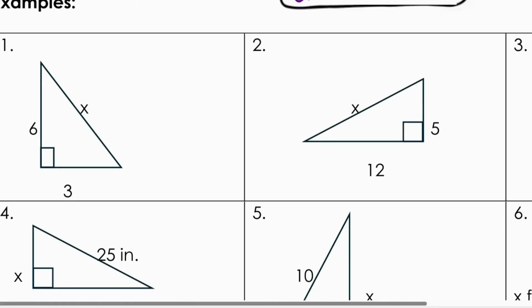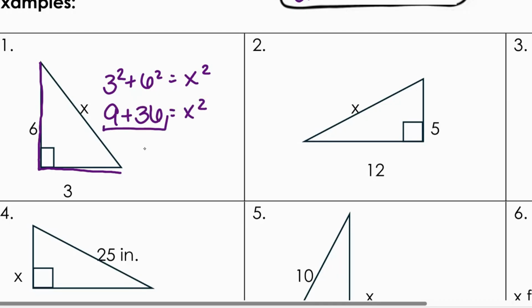So to look at a few examples, here I always like to find my legs. So here are my two legs, 6 and 3. I'm going to do 3 squared plus 6 squared equals x squared. 3 squared is 9, 6 squared is 36. And if I add these together, I get 45 equals x squared. Now, in order to do this, I'm not going to be getting decimals. I'm going to be simplifying radicals. I need to take the square root on both sides. The perfect square that goes into 45 is root 9 with root 5, and this simplifies to 3 root 5.